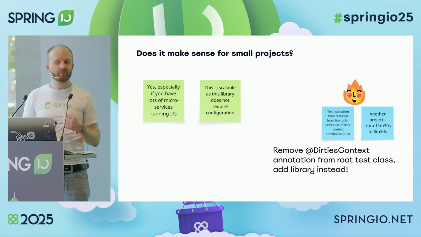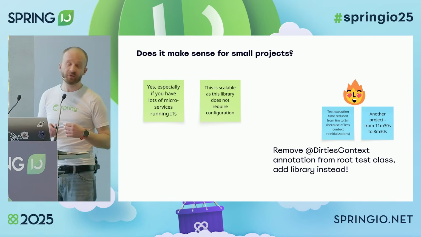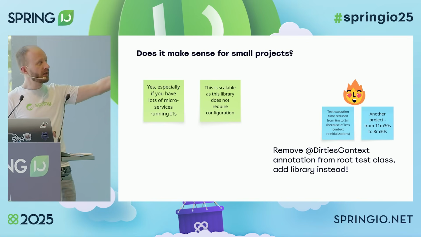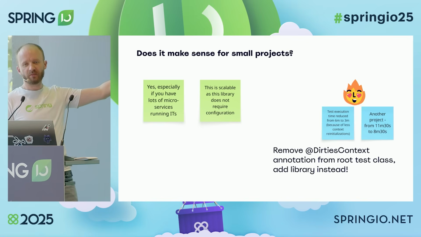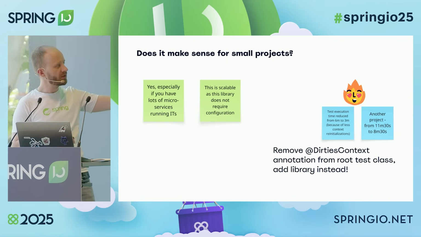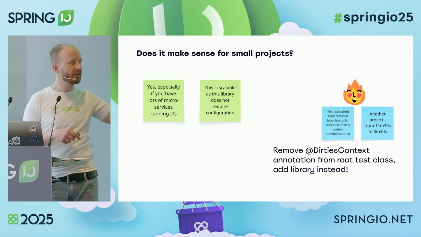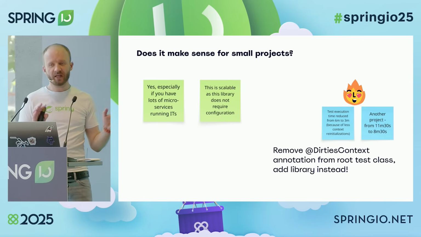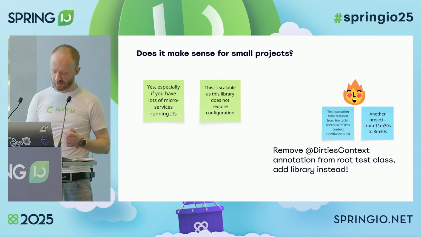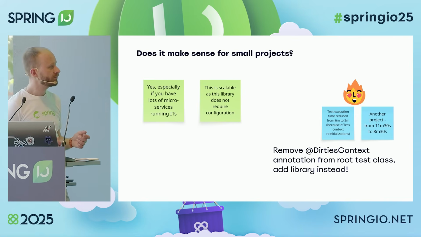Also, we had pretty successful adoption in some of our microservices by simply adding this library and removing the existing DirtiesContext annotation, like build time reduced from 6 minutes to 3 minutes. So the effect in some scenarios was about 30%.